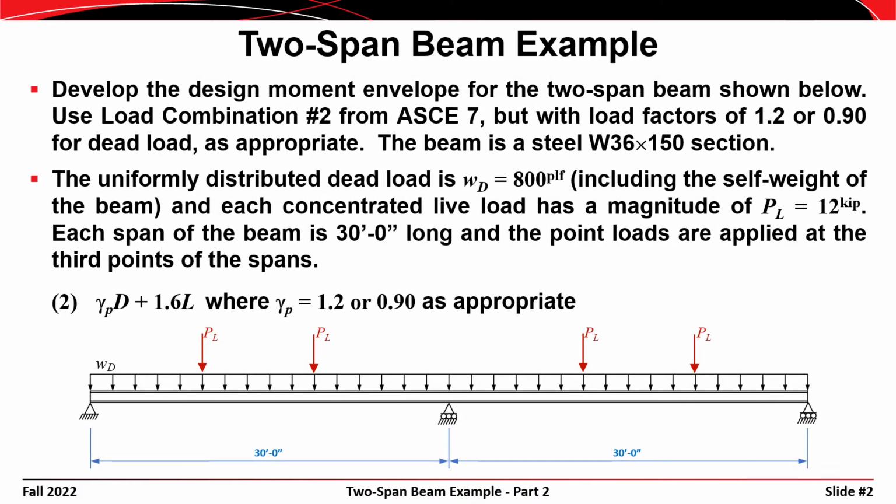Our goal for this example is to develop a model for the two-span beam shown here. The beam is a W36 by 150 with two spans of 30 feet that is subjected to a uniformly distributed dead load of 800 pounds per linear foot and 12 kip live loads applied at the third points of each span. Ultimately, our objective is to examine the case where a variable load factor is applied to the dead load, as well as examine the potential of live loads that may or may not be present on the beam at any given time.